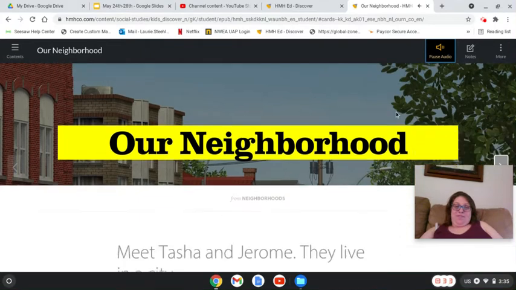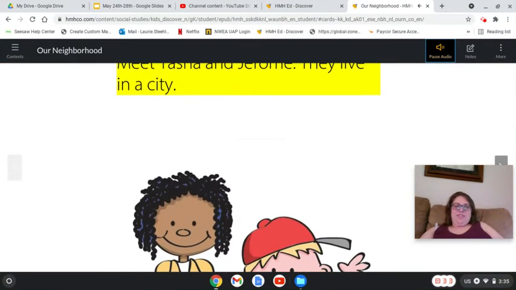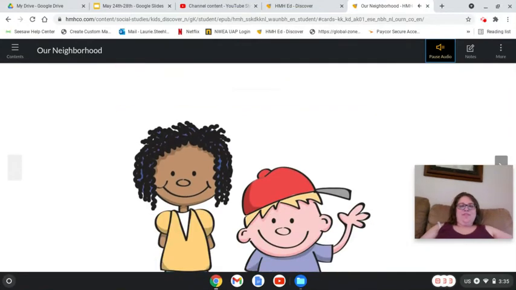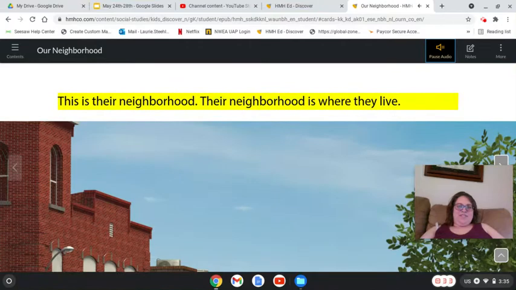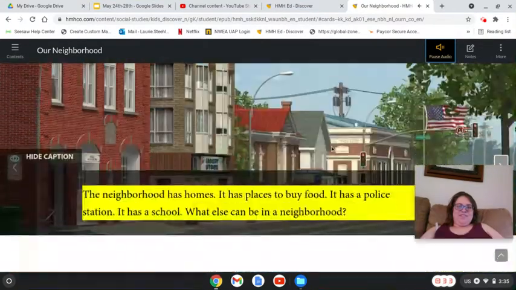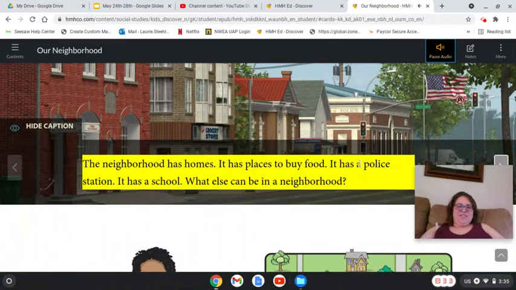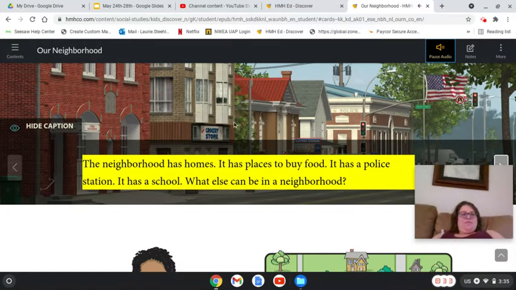Our neighborhood. From Neighborhoods. Meet Tasha and Jerome. They live in a city. This is their neighborhood. Their neighborhood is where they live. The neighborhood has homes. It has places to buy food. It has a police station. It has a school. What else can be in a neighborhood?